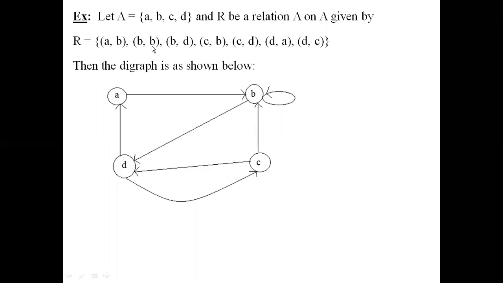(b, b) represents a loop. We are starting from the vertex b and ending at the vertex b. So from b to b, we have drawn a loop here. (b, d): b is related to d, so draw an edge from b to d. Arrows are important here. (c, b): from c, there is an edge to b, or c is related to b. (c, d): c to d. (d, a): d to a, there is an arrow because d is related to a. Finally, (d, c) is also drawn. So this is a simple example to understand how we draw the digraph from the procedure we saw.